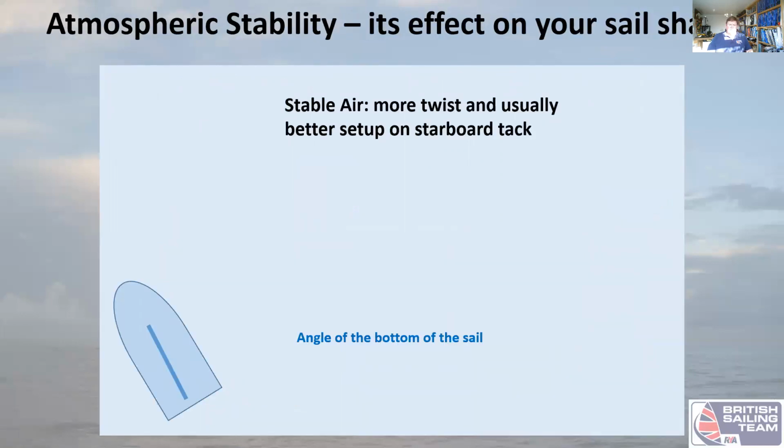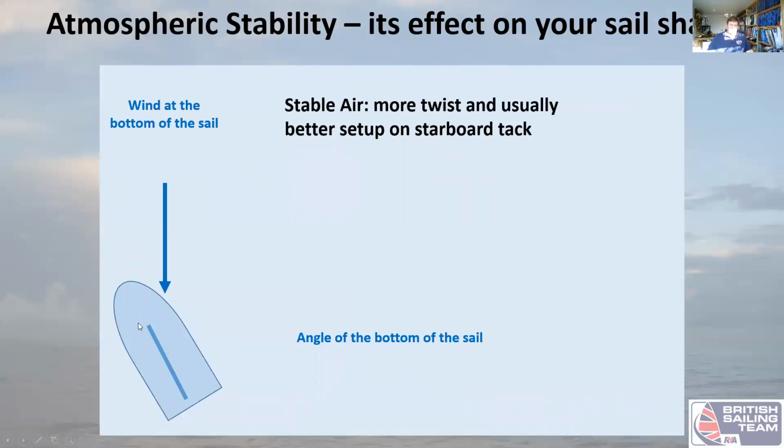So if we take a really extreme example of stable air, if it's a relatively cold morning and it's quite light wind, so a light, cold breeze just dribbling down over the water, what you'll find is that the wind at the bottom of the sail will be, say, that direction, given by the blue arrows there.